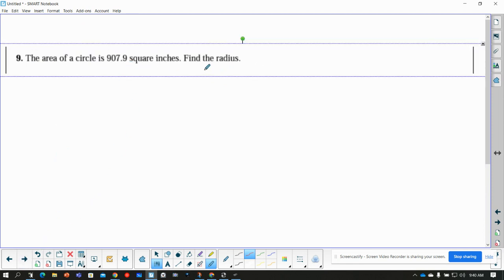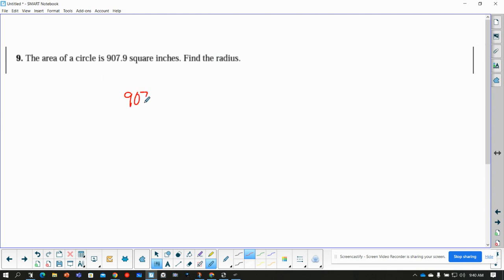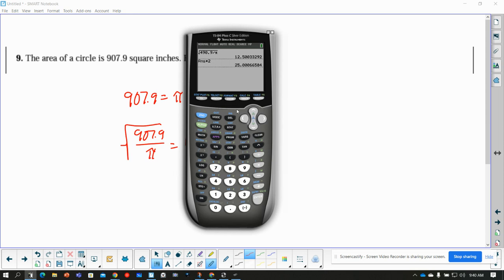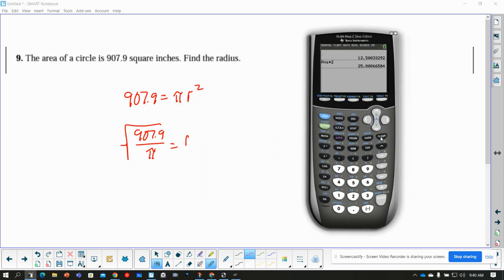Area of a circle is this, find the radius. Okay, so this one would be the same thing, just we don't have to do that times 2 at the end because we're just finding the radius. So the area, 907.9 equals pi times the radius squared. Divide both sides by pi, 907.9 divided by pi, right? And then I know I'm going to do the square root, so look what I can do. See how you can save yourself some time? So this is what I'm going to do in my calculator. So once you know what you're doing, there's little things that you can streamline. It's not that I'm skipping anything, I'm streamlining it.